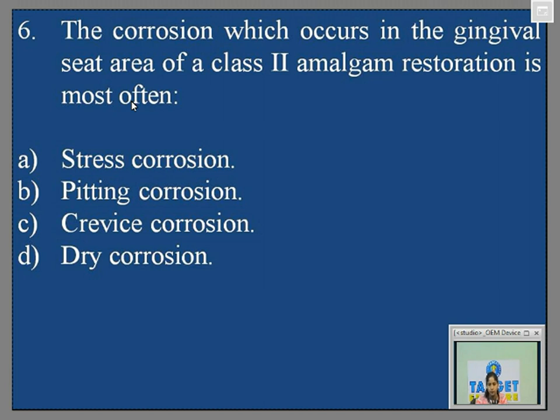the answer is crevice corrosion. So here you all need to know two types of corrosion. One is dry corrosion or chemical corrosion, and the second one is electrochemical corrosion or wet corrosion. So when does dry corrosion happen? Dry corrosion happens in the absence of an electrolyte, that is maybe saliva or the oral fluids. So dry corrosion or chemical corrosion is basically a form of tarnish.